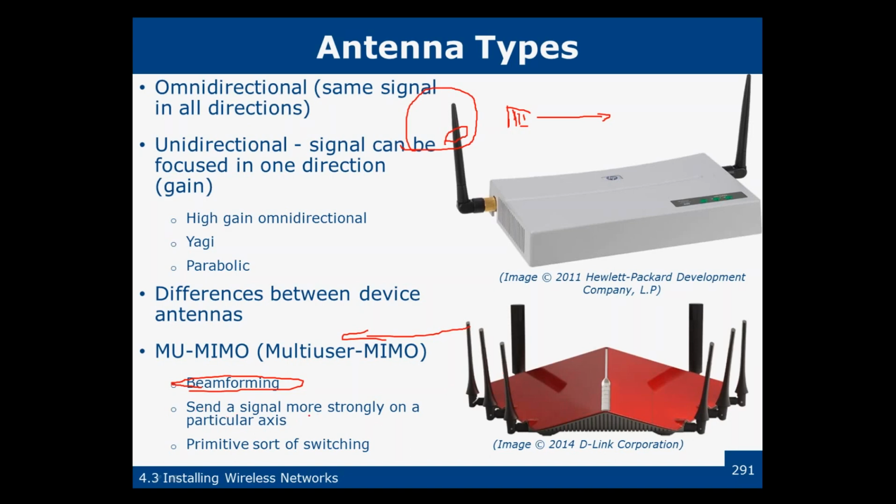It sends a signal more strongly, the beamforming on one axis. So if we have a signal in one direction, it's a primitive sort of switching. If we had two users in one of these directions and we sent the signal up here, these two users would share the bandwidth that is going in that direction. All of these changes have tended to make wireless data throughput better, the range greater, as we go through these things.